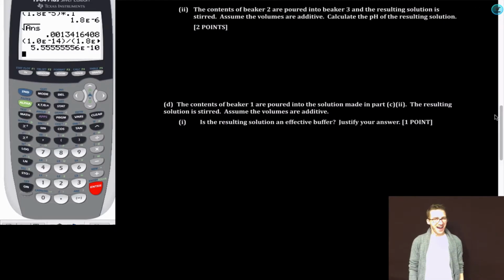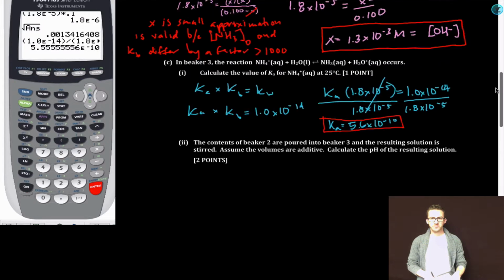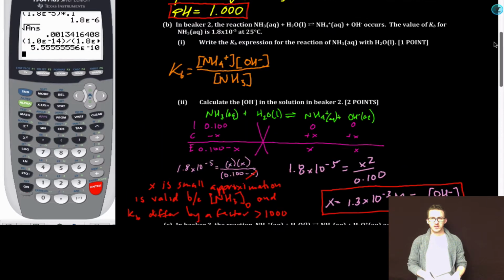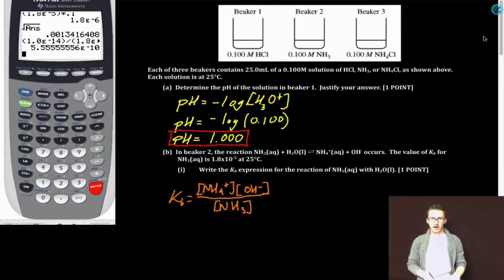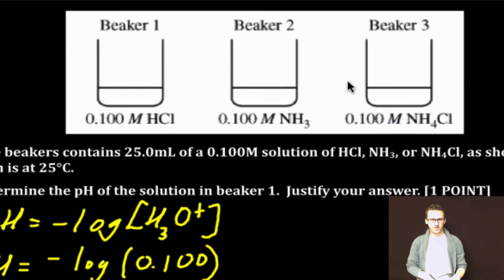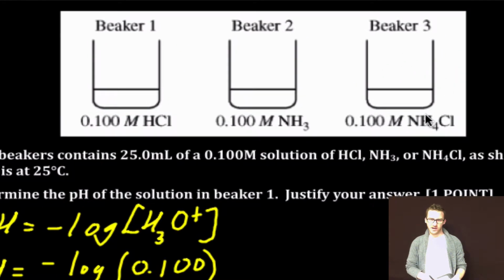Subpart II. The contents of beaker 2 are poured into beaker 3 and the resulting solution is stirred. Assume the volumes are additive. Calculate the pH of the resulting solution. All right, let's go up here and refresh our memories about what's going on with beaker 2 and beaker 3. All right, so in beaker 3, we've got our weak acid ammonium ion, and we're going to be adding to that its conjugate base, NH3, an equivalent amount of our conjugate base, NH3.